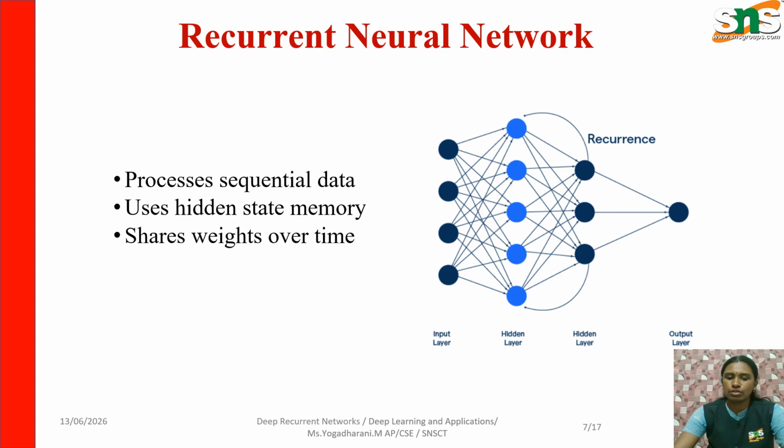So here, RNN is for processing sequential data, which means it handles data in a specific order. Examples are text, speech, sensor readings, and so on. It uses a hidden state memory. Here the hidden state acts like a memory. It stores useful information from the previous input, and it shares the weights over time, so the same parameters are reused at every step.